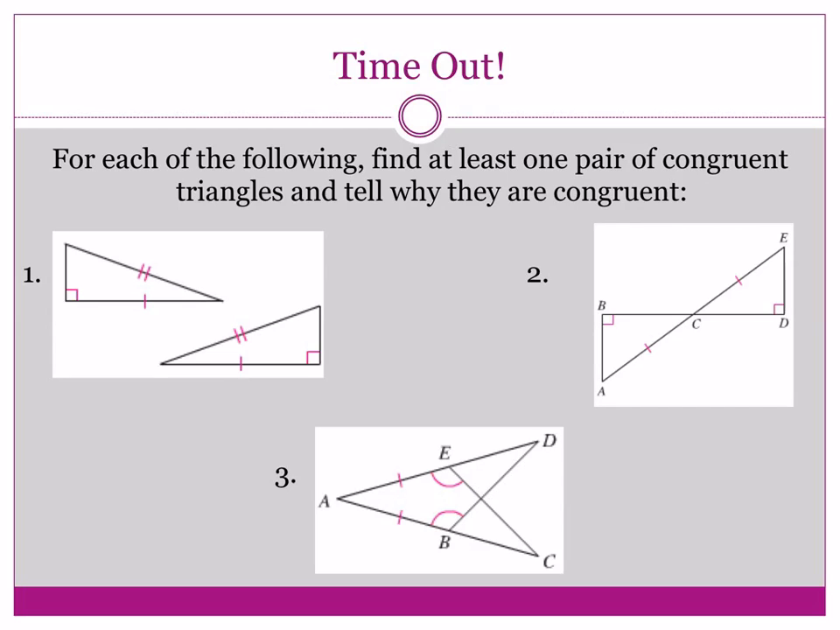All right, so let's take a second, and I want you to take a look at this one. It says, for each of the following, find at least one pair of congruent triangles and tell why they are congruent. And for some reason, number one is not marked with letters, so let's fix that. Let's call this A, B, C. Everybody has the same ones, and then we'll call this D, E, F.